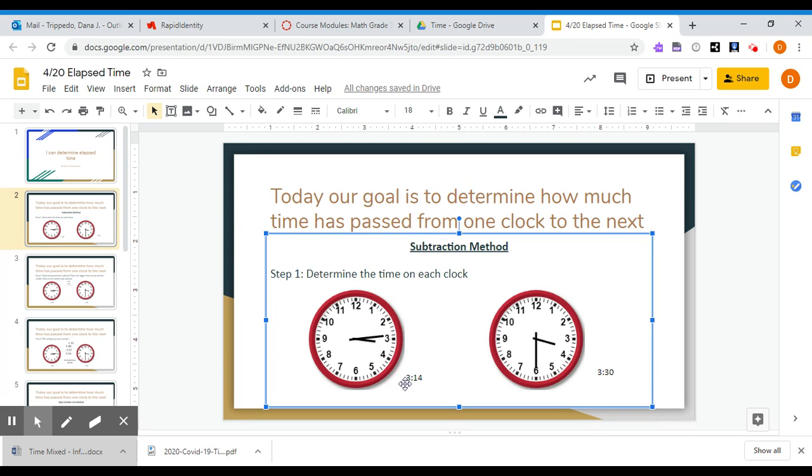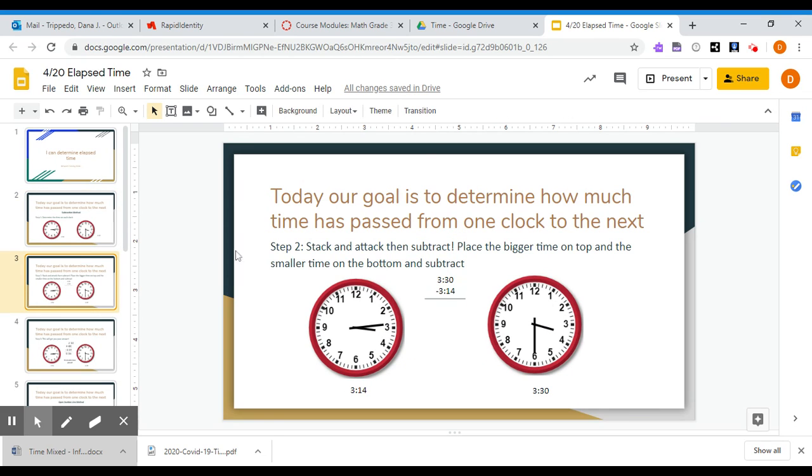So our first time is 3:14, and our second time is 3:30. And our goal today is to figure out how much time has passed from this clock to this clock. And so we're going to be using the subtraction method for this time. And so our second step is going to be to stack, attack, and then subtract.